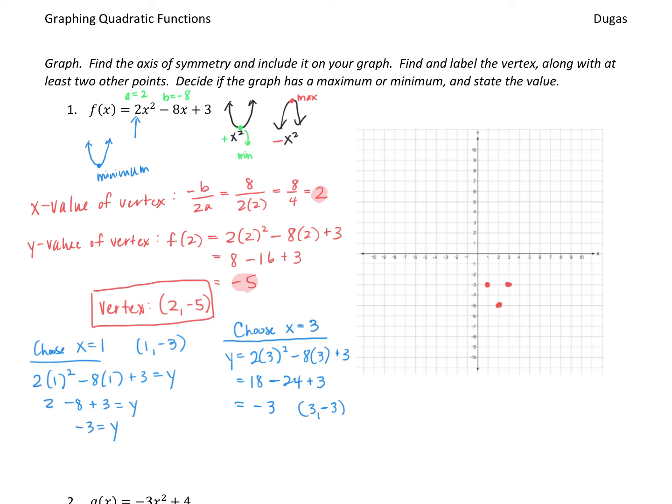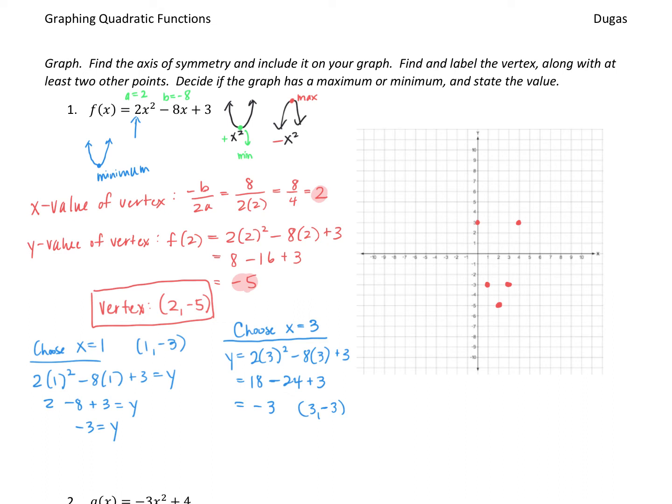So now once I have at least 3 points, I can connect those dots. And if I wanted to find other points, I could. If I would have chosen 0 and 4 instead of 1 and 3, that would be fine. If I choose 0, I would get 3. And if I chose 4, I would get 3. So those are points on the graph as well.